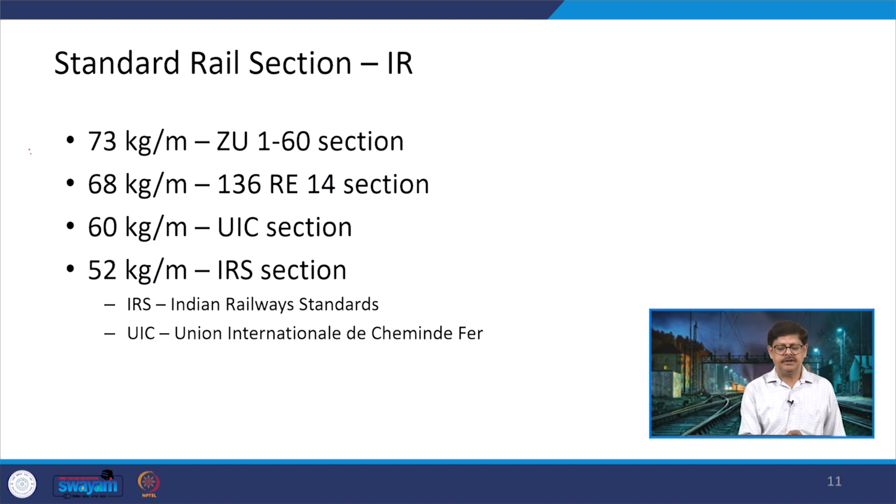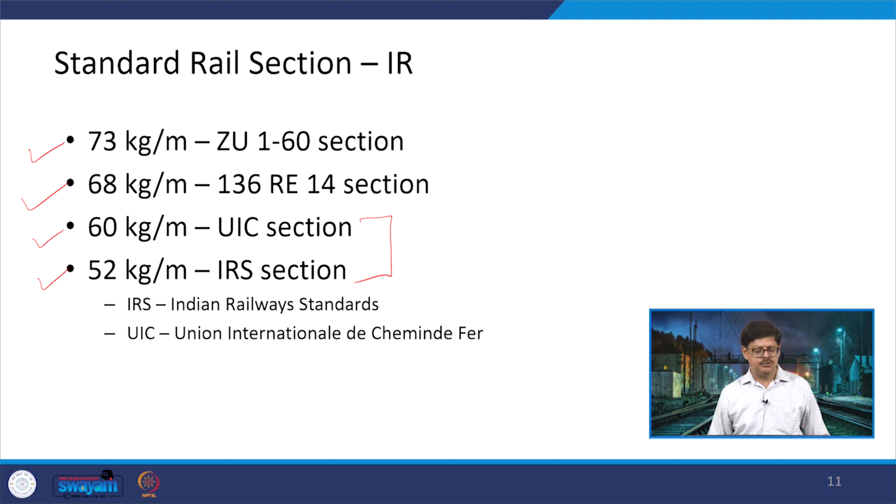This is 73 kg per meter, 68 kg, 60 and 52. Mostly these two sections are defined as the UIC section and the IRS section. The UIC section is Union Internationale des Chemins de Fer, this is from France, and the IRS section is our Indian section, the Indian Railways Standard section.